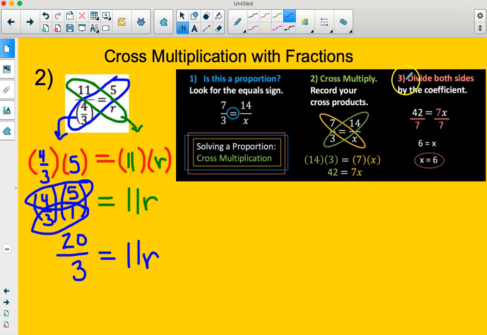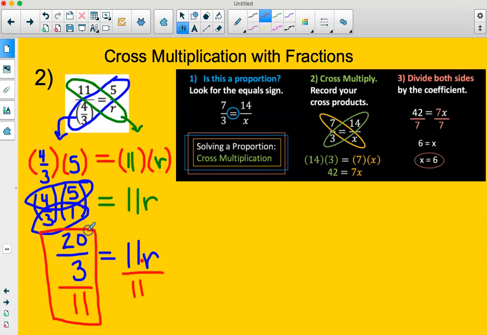And now we're ready to divide both sides by the coefficient. Well, the coefficient here is 11. The 11 is the number in front of the r, the number being multiplied by the r. So we need to divide both sides by the coefficient, because the coefficient of r is what we're trying to get rid of. Because the point of solving an equation is that you're trying to isolate r, figure out what r is equivalent to. Over here, you'll notice that we have a complex fraction, because we have a fraction that contains a fraction.